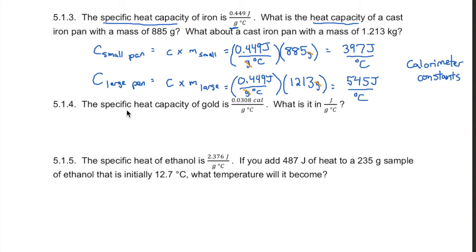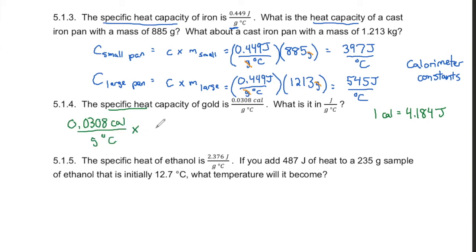So here we want to just keep specific heat capacity and just change the units from calories per gram degree Celsius to joules per gram degree Celsius. And to do that, we need the relationship that 1 calorie is exactly 4.184 joules. It is defined that way. It used to be defined as the amount of energy needed to raise the temperature of 1 gram of water 1 degree Celsius, but it has been redefined to exactly match 4.184 joules.